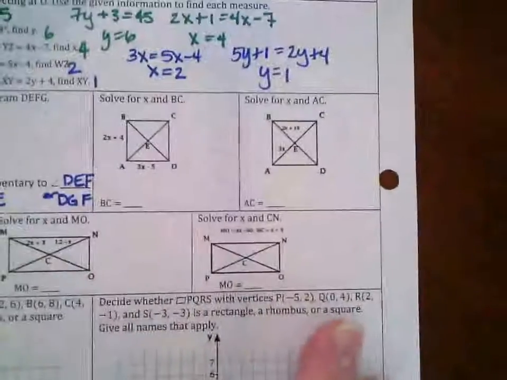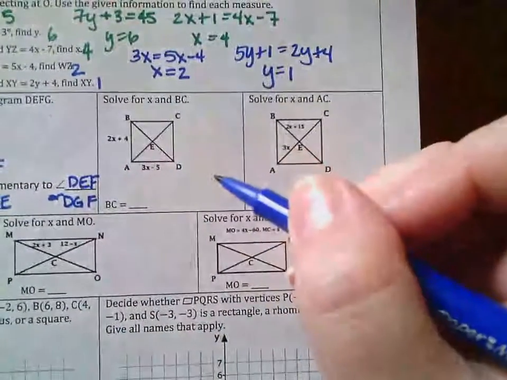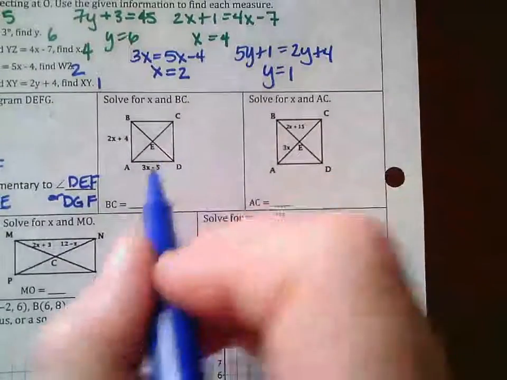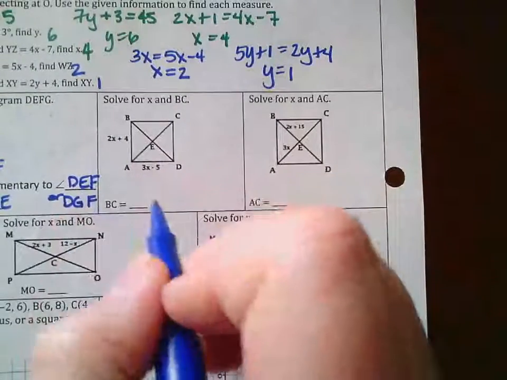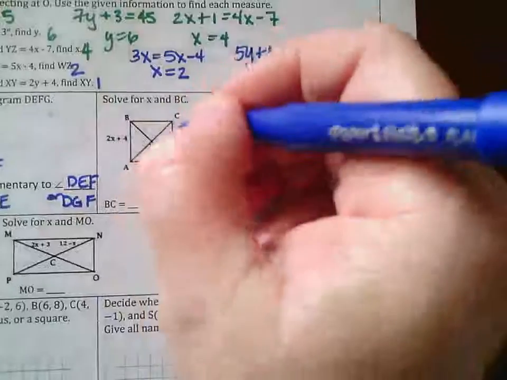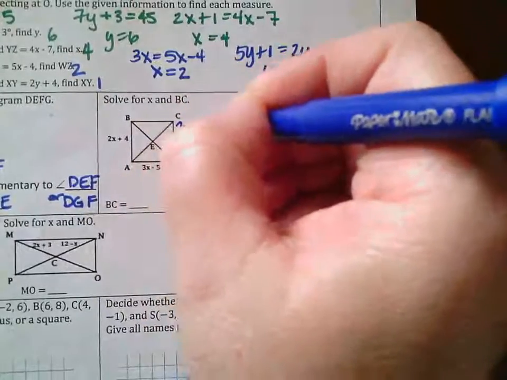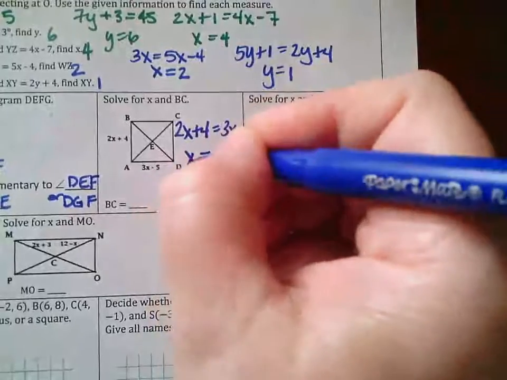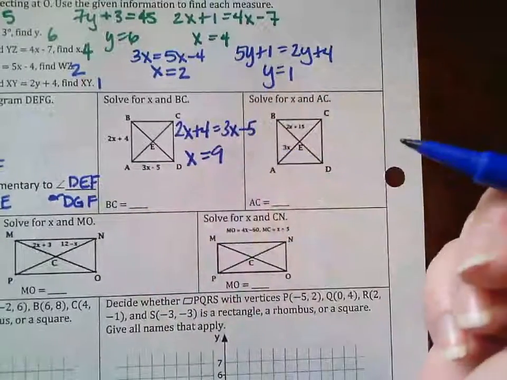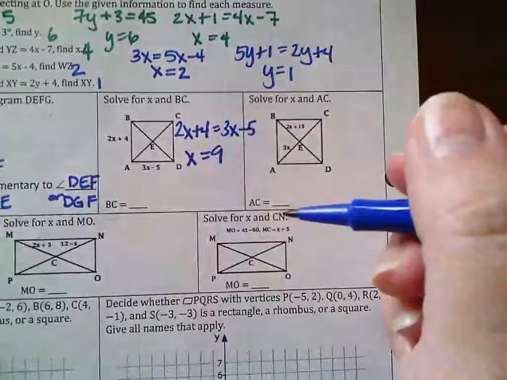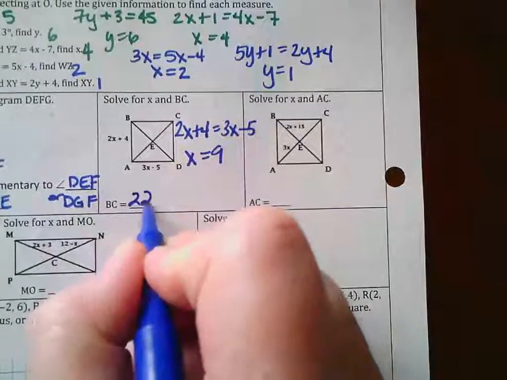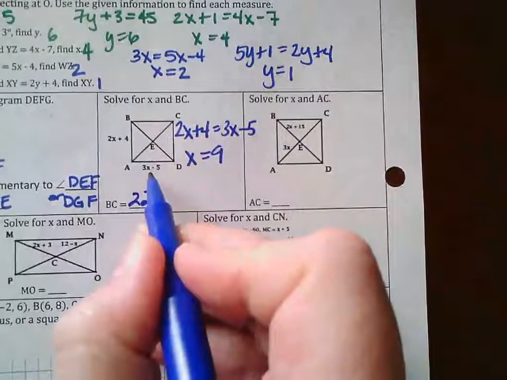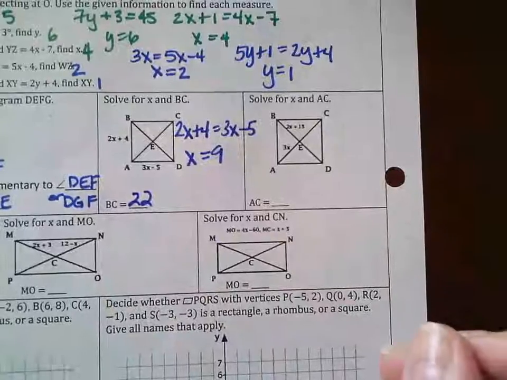Last couple of examples here. Solve for x. Remember that these would be equal to each other. So 2x plus 4 equals 3x minus 5. Solve for x, you're going to get 9. You plug that back in, and you're going to get BC equals 22, because you're plugging it in to either one. It doesn't matter.